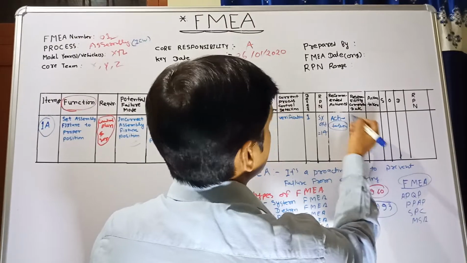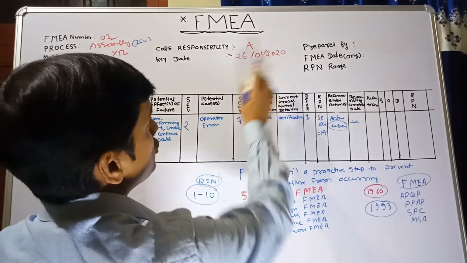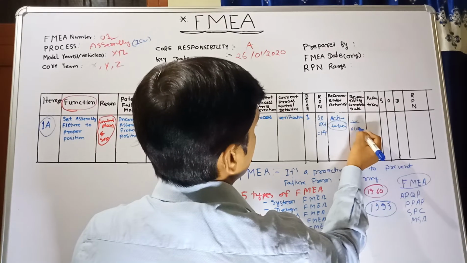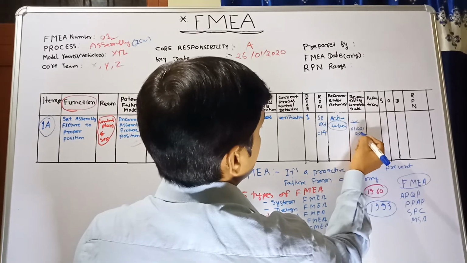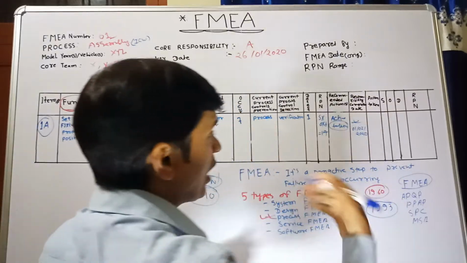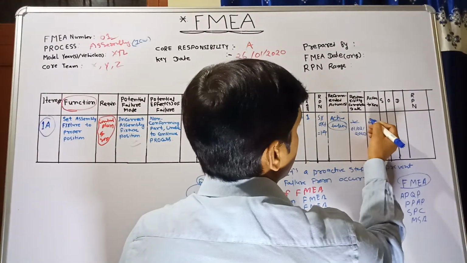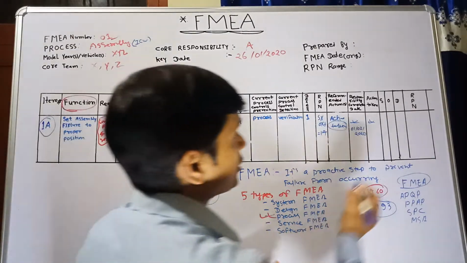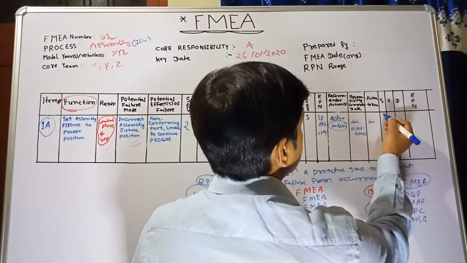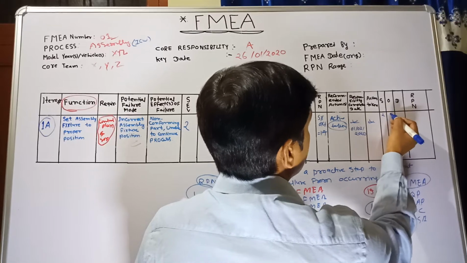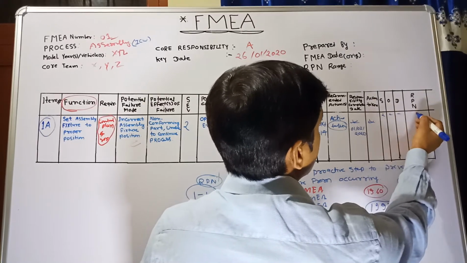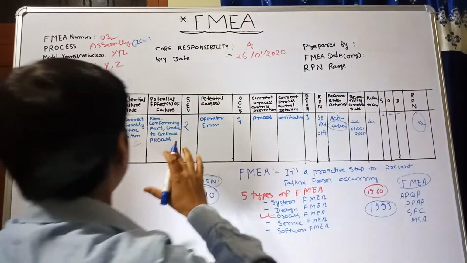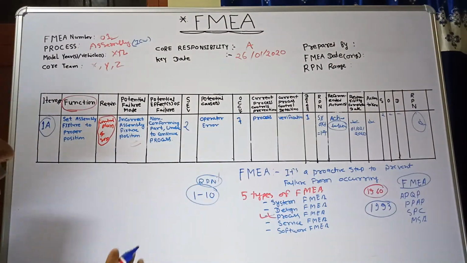So for the completion date, if today you are making it on the 26th, you will take 5 days. Then the responsibility, and the action taken, what action you took, we mention that. Then you review your process again and find the severity, occurrence and detection. At this stage maybe severity and occurrence are less, detection is less, and the new RPN will be revised. So it is a simple process failure mode effect analysis.